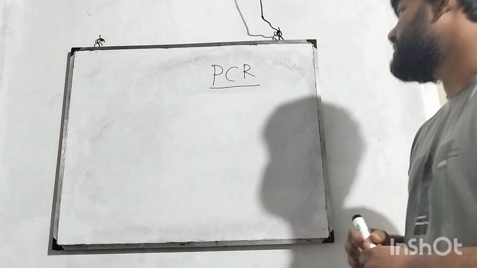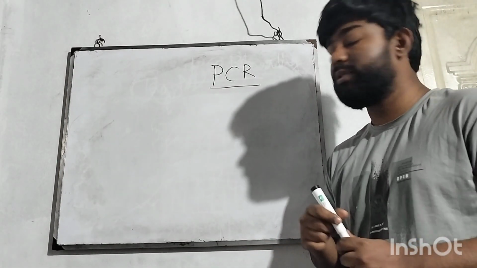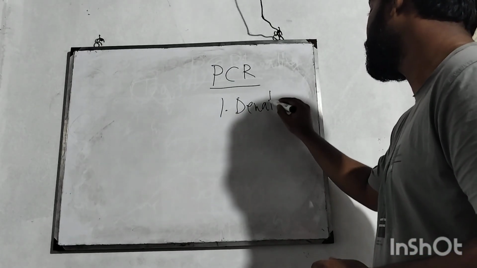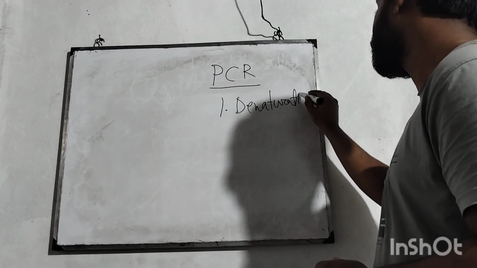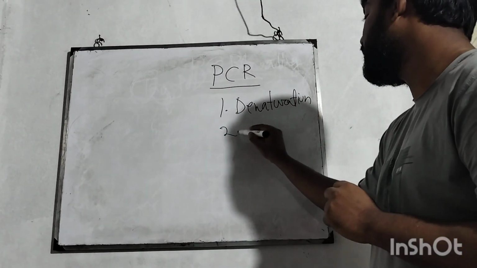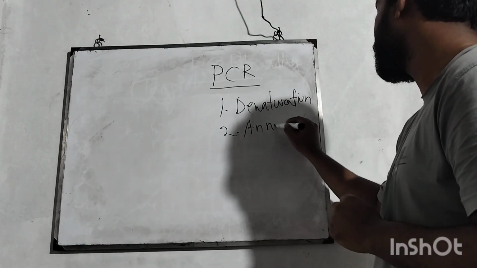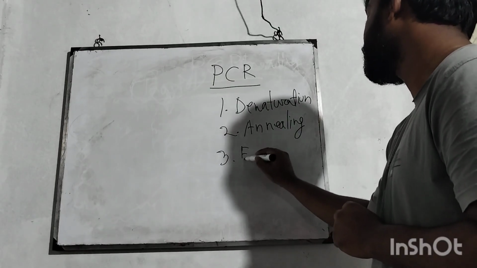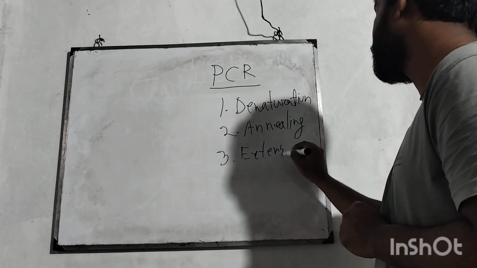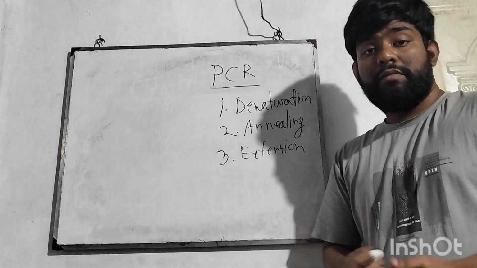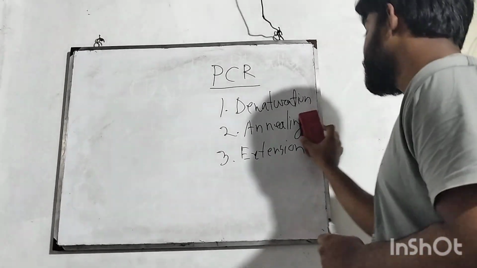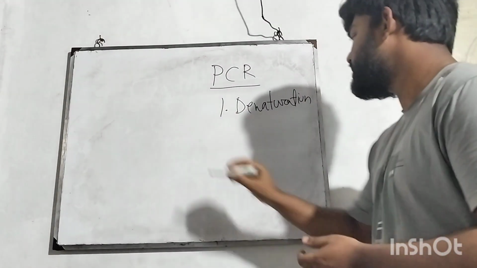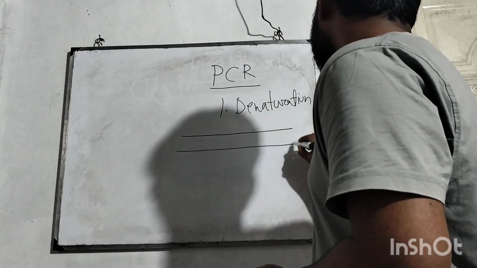The principle of PCR depends on three steps, which are denaturation, annealing, and extension. First, I will talk about the denaturation step. So, what happens here? Suppose this is my sample DNA, which is a double stranded DNA.